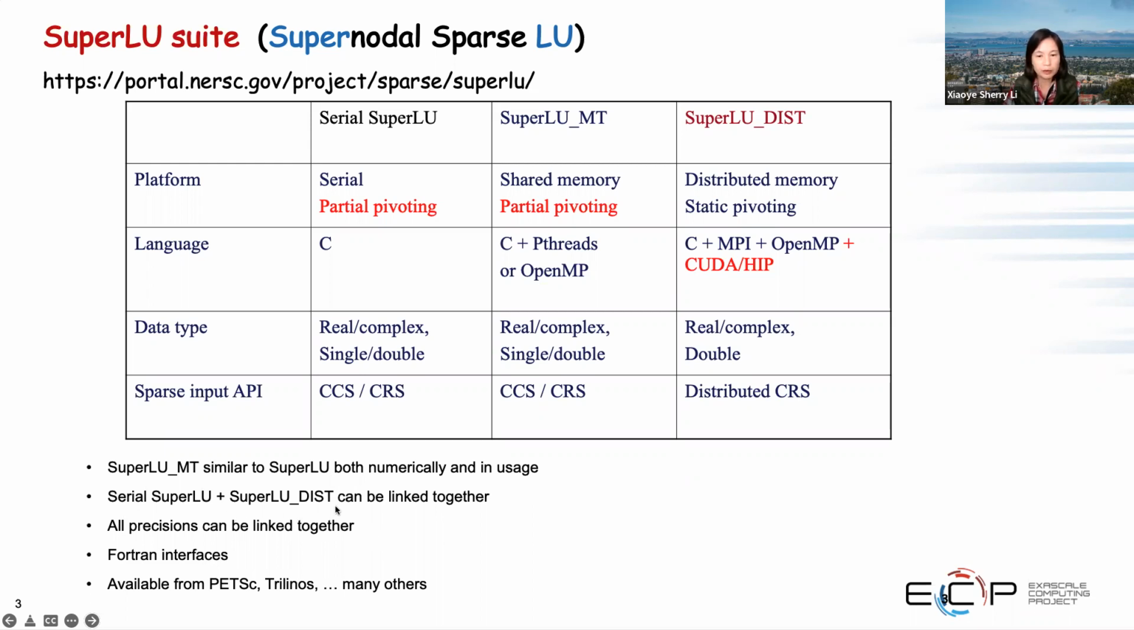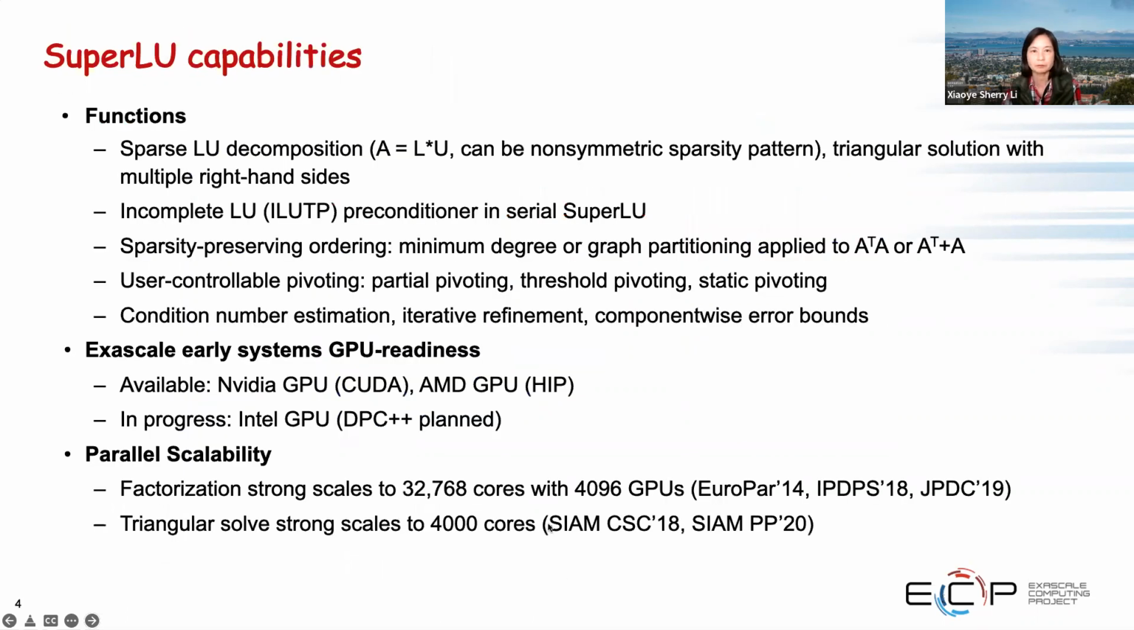And the serial code and distributed code, you can link together. So that's convenient for a lot of applications. And all four precisions you can link together. We have Fortran interfaces, and it's available from many other high-level libraries and packages. These are mostly done by other people, so we're grateful to them.